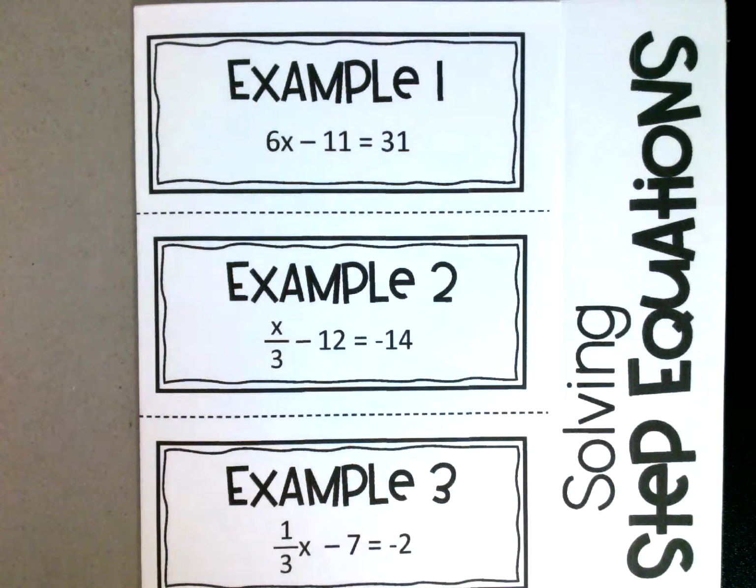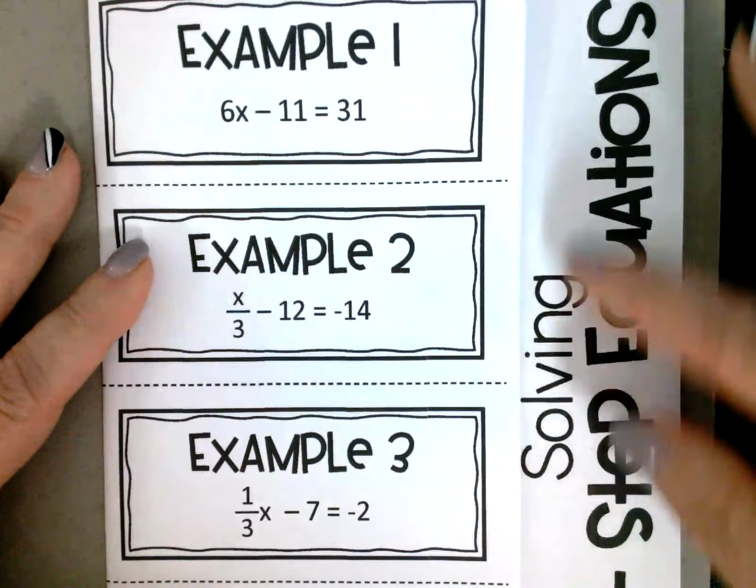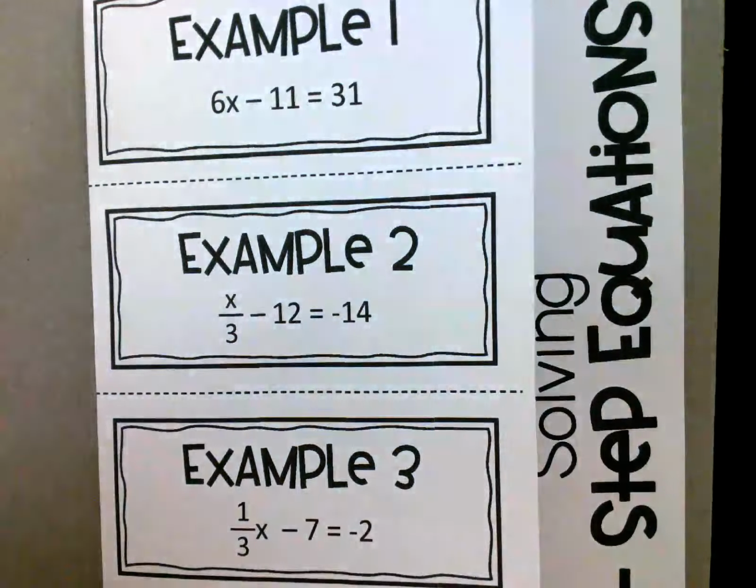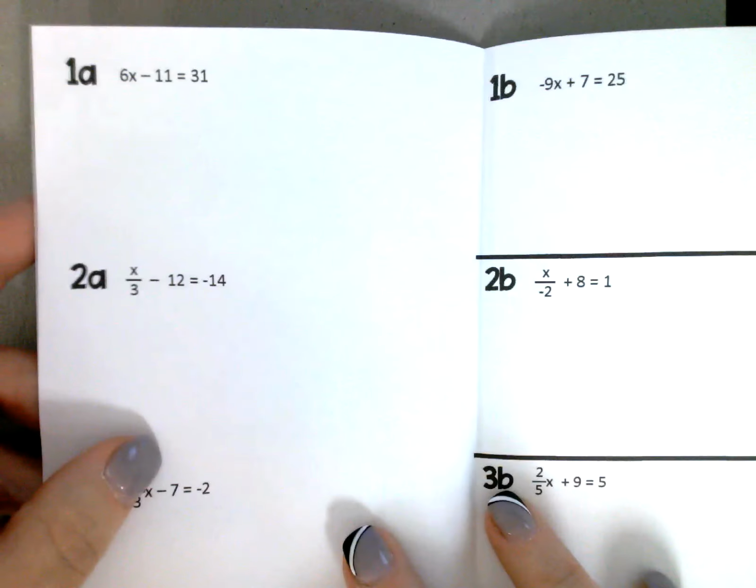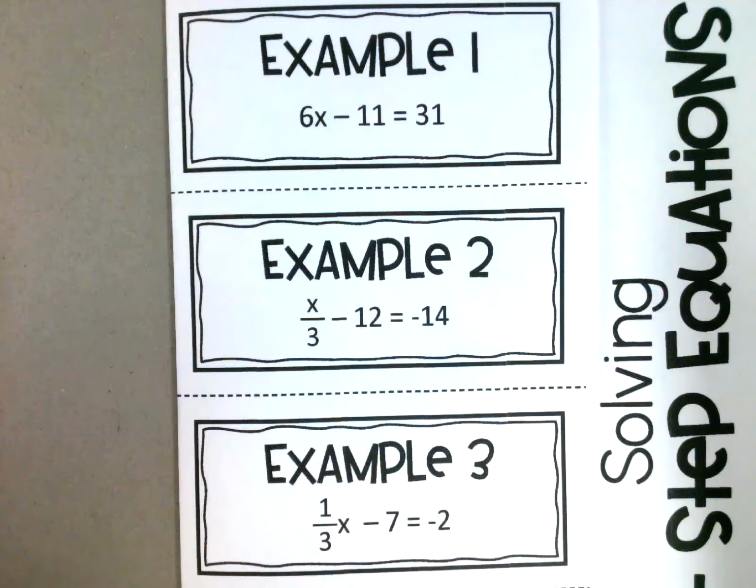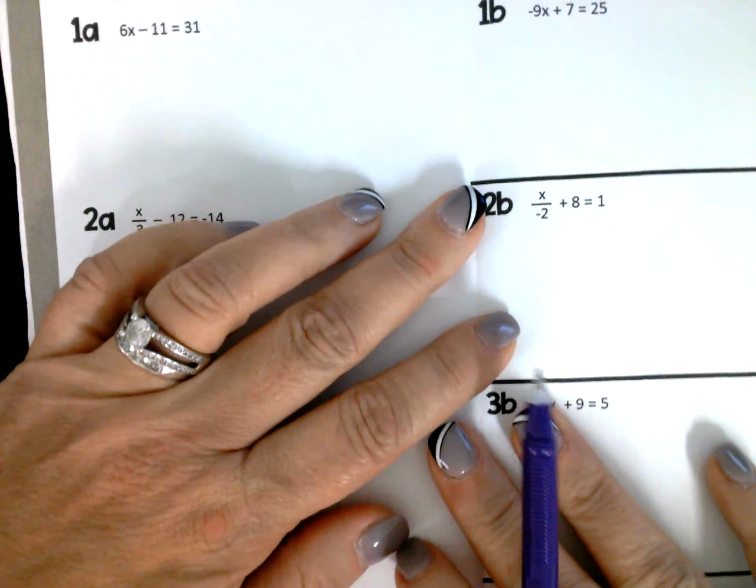You should have received a foldable that looks like this. When you get it, you will fold it so that you can see the words solving two-step equations. When I open it up, I can see 1A, 1B, etc. Yours will be colored. Mine is simply white. I'm going to open it up and we're going to begin with example 1A.